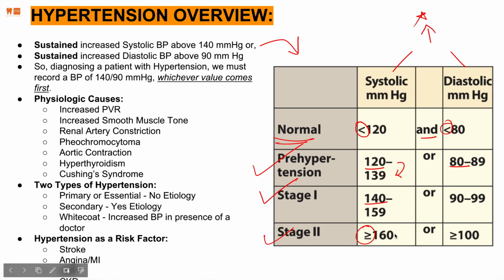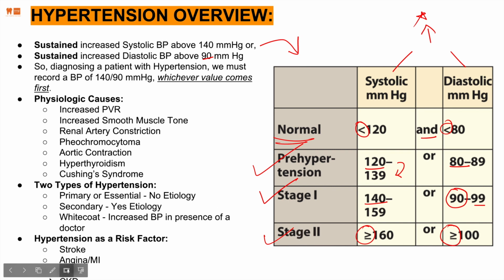This is systolic. Diastolic, again, less than 80 is normal. 80 to 89 is pre-hypertension, not diagnosed yet. As soon as the value of 90 touches, which is here, it's now considered stage 1 hypertension, up to 99, because after 100, including 100, it's stage 2 hypertension.